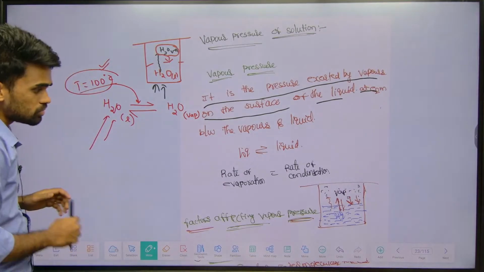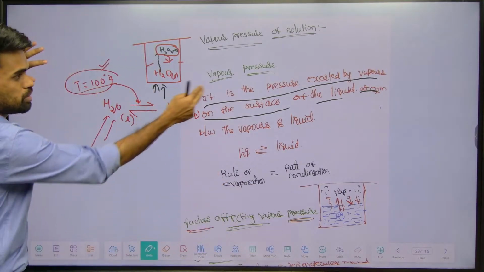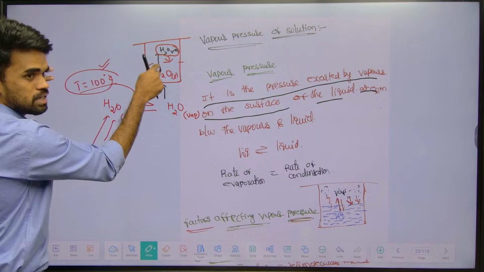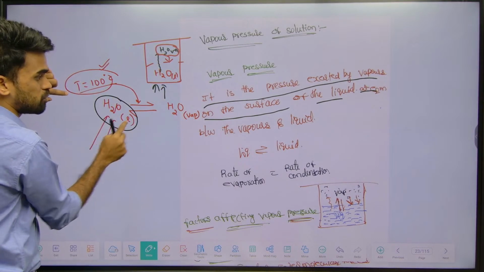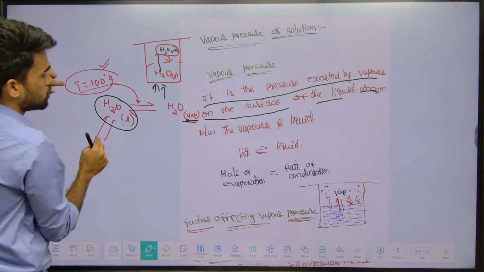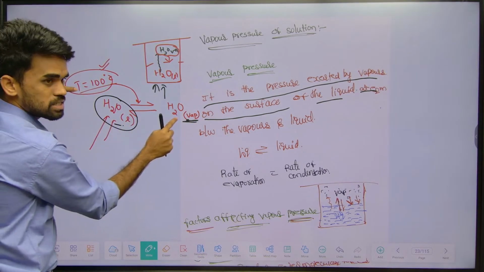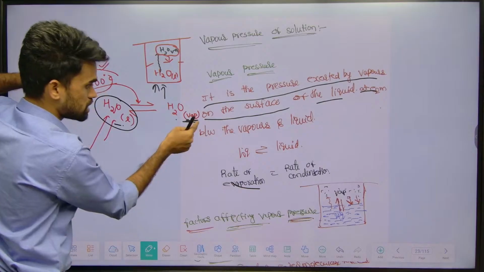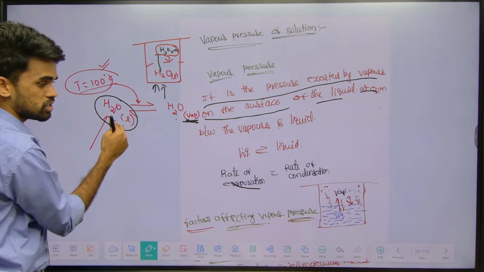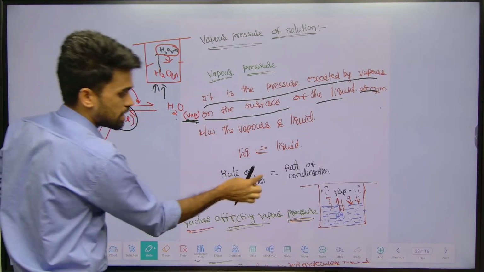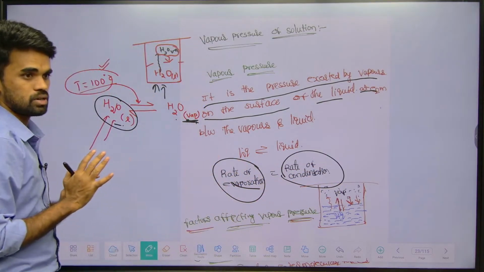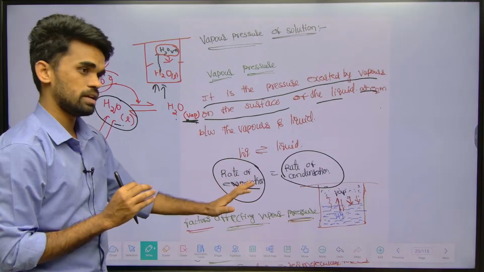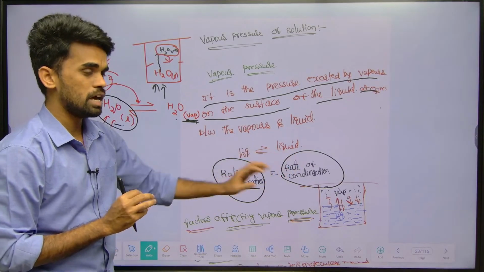At this equilibrium state, what is the equilibrium? Here we have water in the liquid physical state, and here in the vapor state. The conversion of liquid to vapors is called evaporation. The conversion of vapors to liquid is called condensation. So at this condition, the rate of evaporation and the rate of condensation are in equilibrium, or they are equal. Rate of condensation equals rate of evaporation.